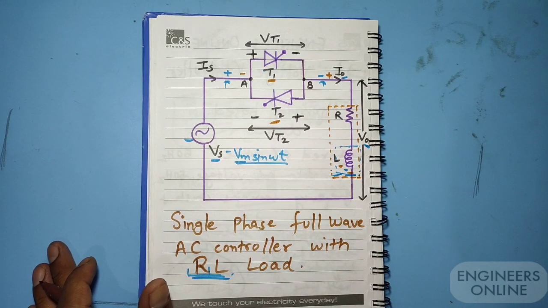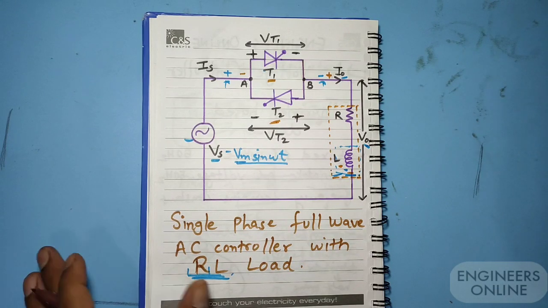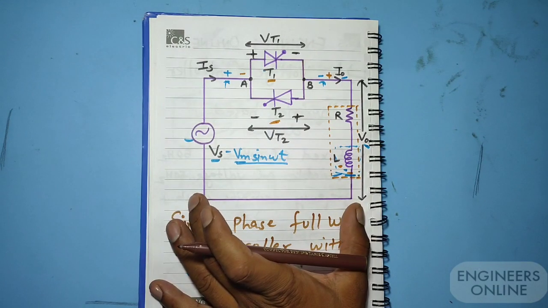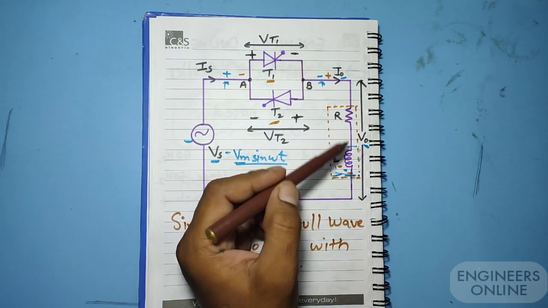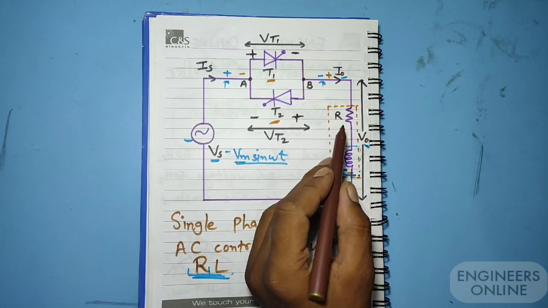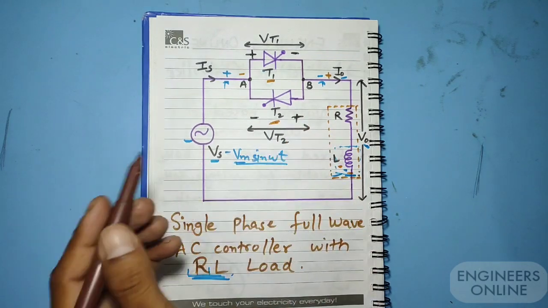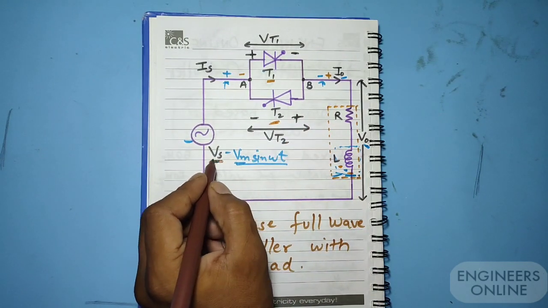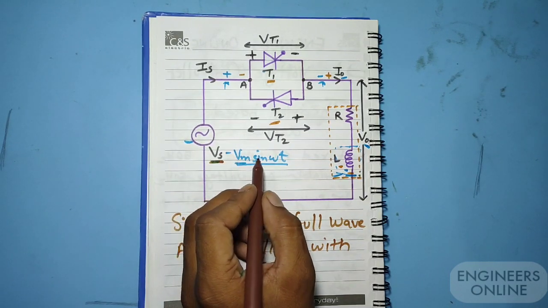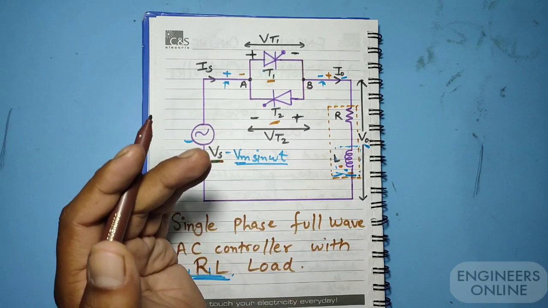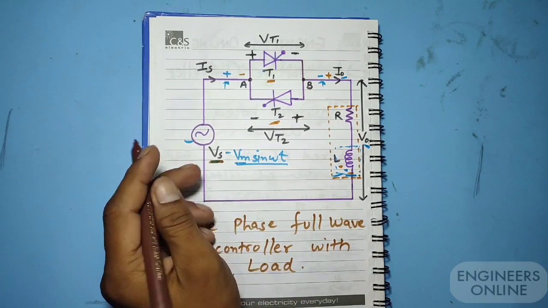Single phase full wave AC controller with RL load. Today we'll learn about this controller where the load is R and L in series with each other. L is an inductor and R is a resistor. And this Vs, which is the source voltage, has the value Vm sin omega t, where Vm is the highest value of this source voltage, the maximum value.